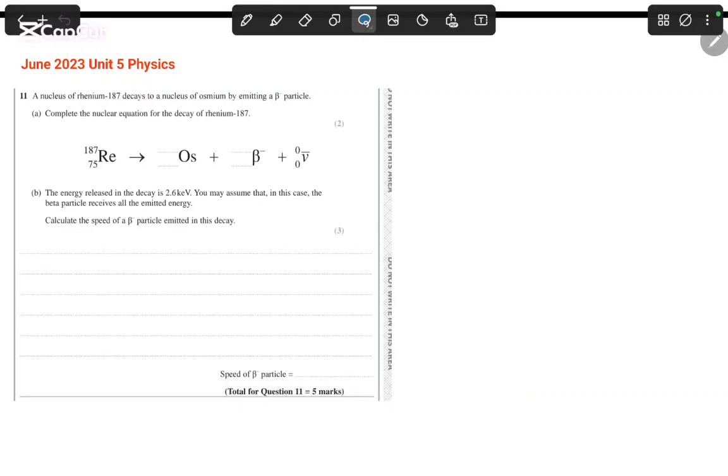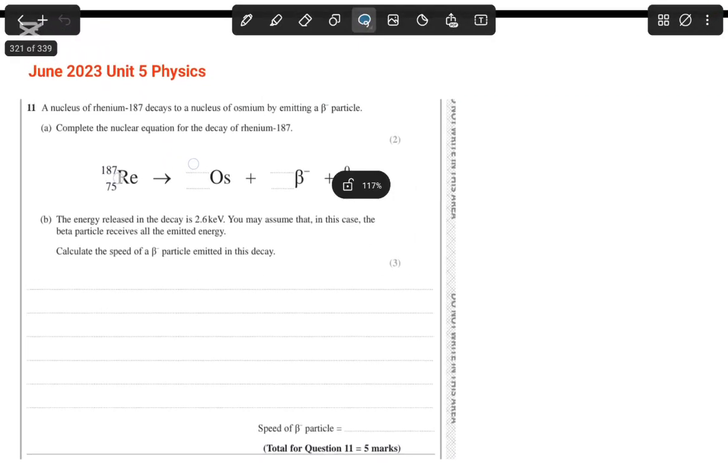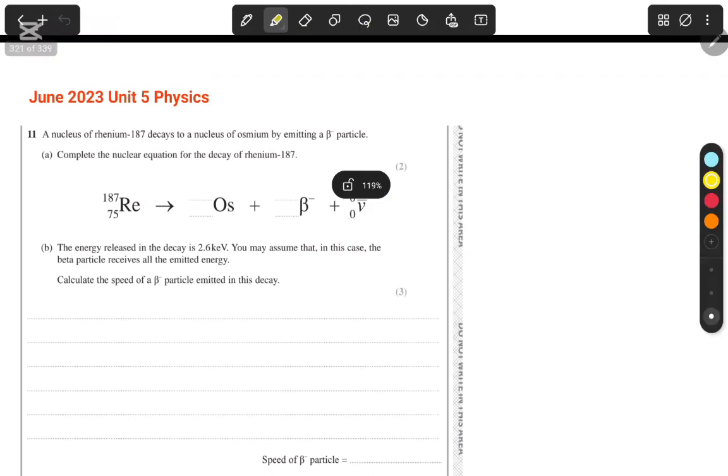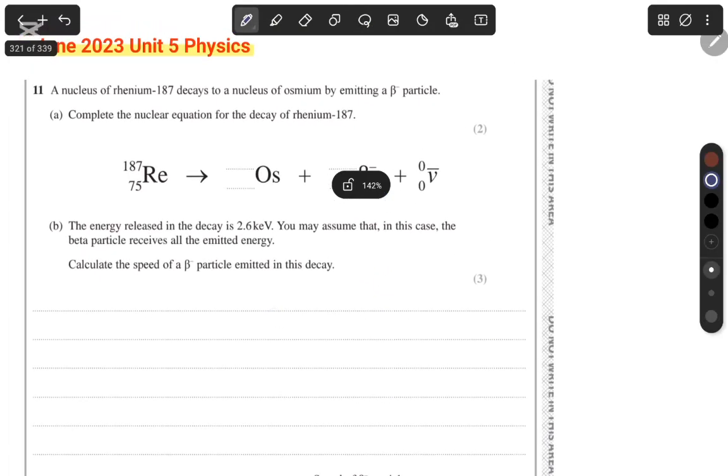Okay, got another exam walkthrough for you. This one is from June 2023, Unit 5, Physics. So the first question says, a nucleus of radium 187 decays to a nucleus of osmium by emitting a beta minus particle, and it says complete the nuclear equation.